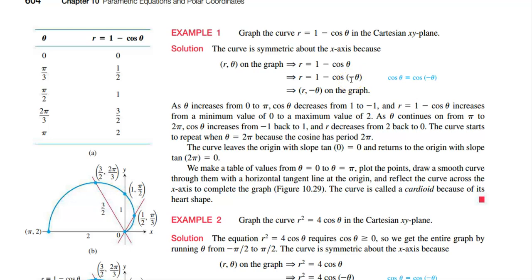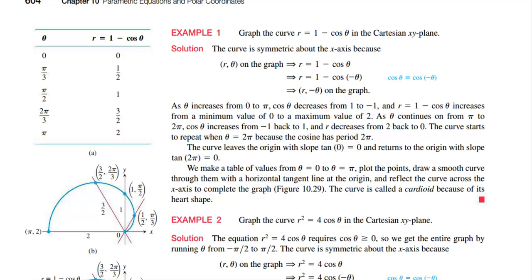As theta increases from 0 to pi, cosine theta decreases from 1 to negative 1, and r equals 1 minus cosine theta increases from a minimum value of 0 to a maximum value of 2. And as theta continues from pi to 2 pi, cosine theta increases from negative 1 back to 1, and r decreases from 2 back to 0. The curve starts to repeat when theta equals 2 pi, because cosine has a period of 2 pi. Remember that from trig: a period of 2 pi means that's when the cosine function restarts.